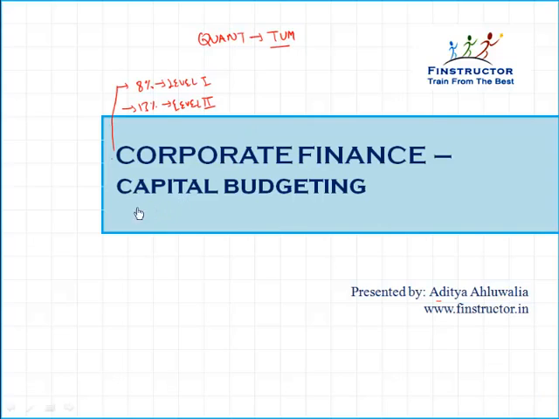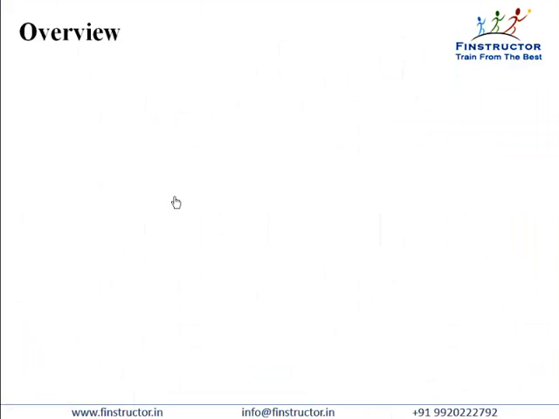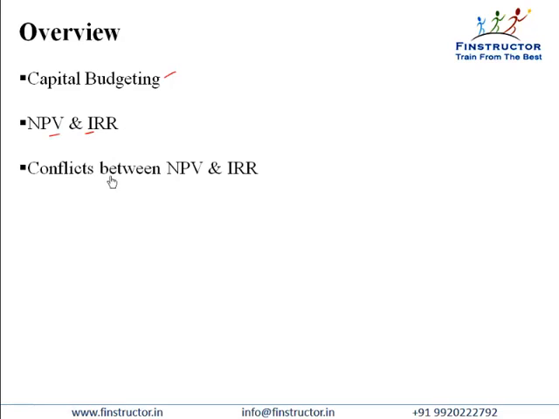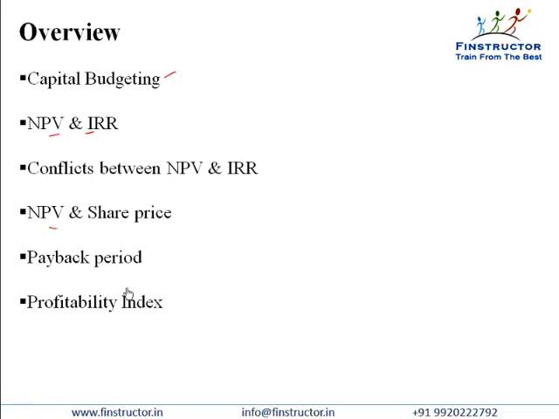So the first chapter in today's review deals with capital budgeting. We'll start with the definition and the principles of capital budgeting. Understand the methods of analysis called NPV and IRR. What happens when there's a conflict between the two methods? How is the share price impacted by the NPV of a project? And finally, the two other analytical tools of payback period and profitability index.